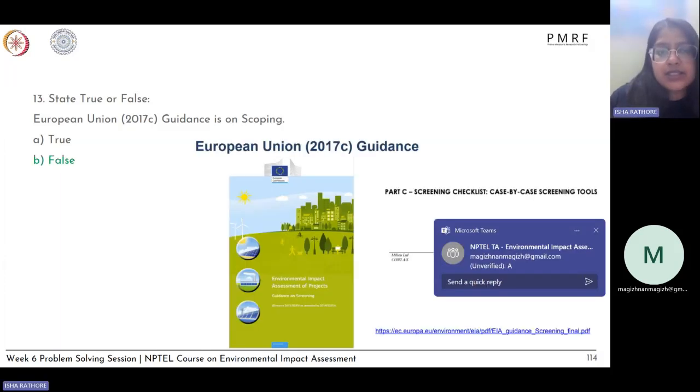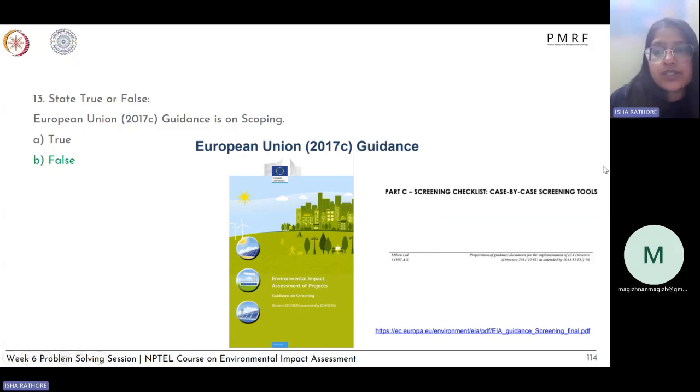So the correct answer is false. The European Union 2017 guidance is on screening and not on scoping. So the given statement is false.